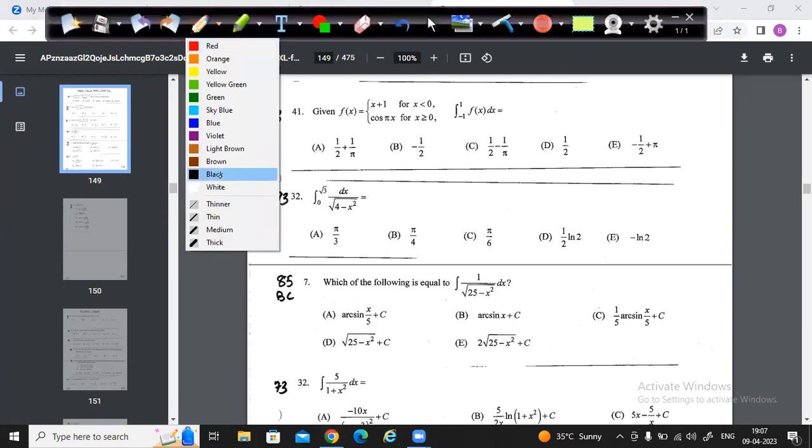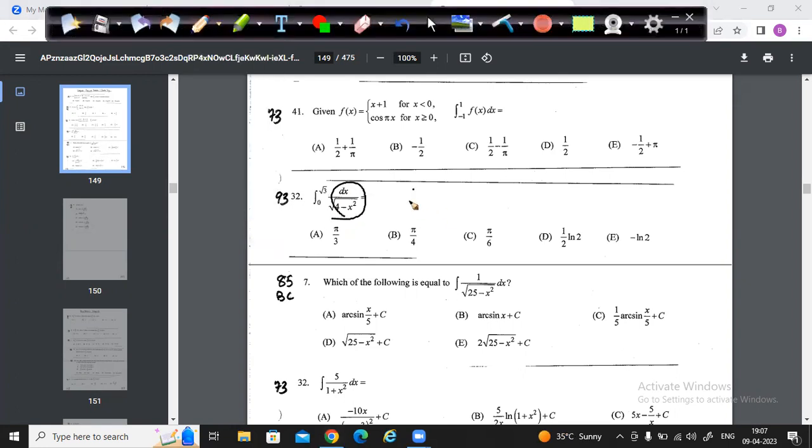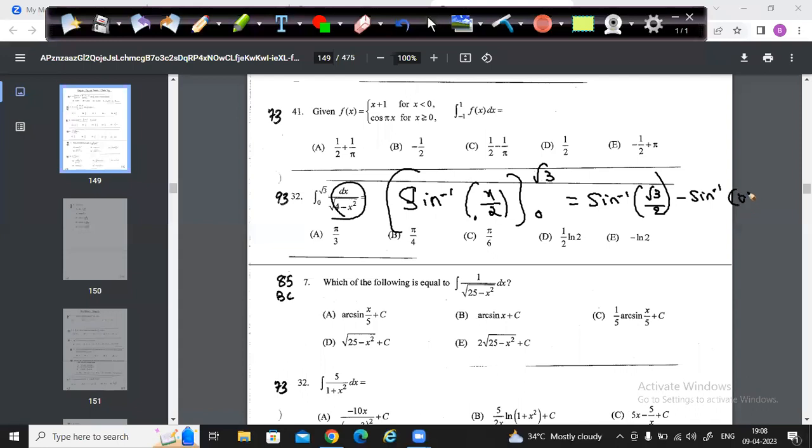So the answer for this question is sine inverse of x by 2, integral from 0 to root 3. Which is the same as sine inverse of root 3 by 2 minus sine inverse of 0. Sine inverse of root 3 by 2 is pi by 3. Pi by 3 minus 0 is pi by 3. So the answer is pi by 3. Okay?